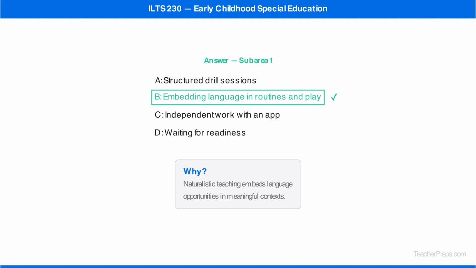Option C isolates the child, and young learners need social interaction for language growth. Option D takes a passive approach that delays intervention when the child has already been identified as needing support.